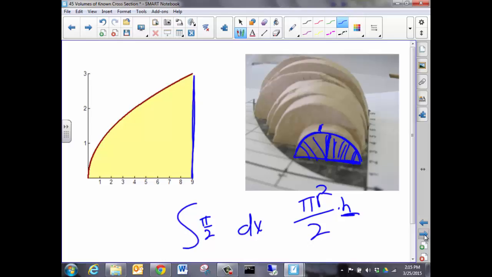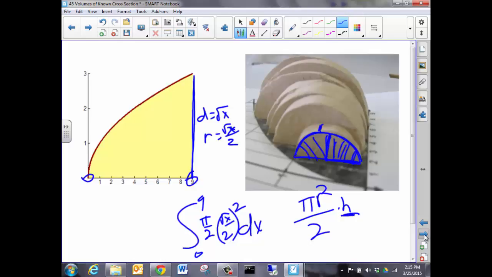Well, we know that the diameter changes on this every single time. The diameter is the square root of x because we come over 4, up 2. So if the diameter is the square root of x, the radius is the square root of x over 2. So that's what I can put there, the square root of x over 2, and it's squared because I was squaring the radius. And then I would integrate that dx, going from here to here, 0 to 9.